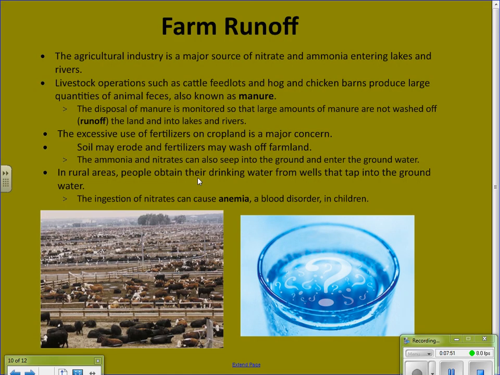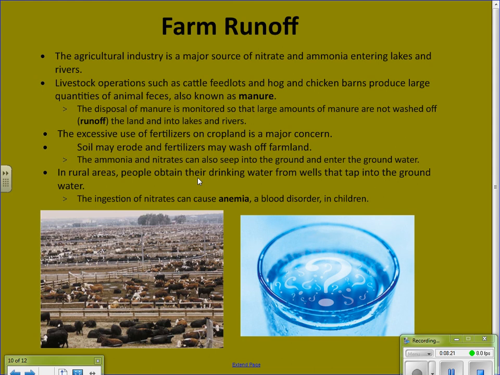Some significant sources of nitrates come from agricultural sources and agricultural industry. So feedlots, livestock operations produce large quantities of manure, and that manure, if it's not monitored, if it's not properly disposed of, can wash into lakes and rivers.